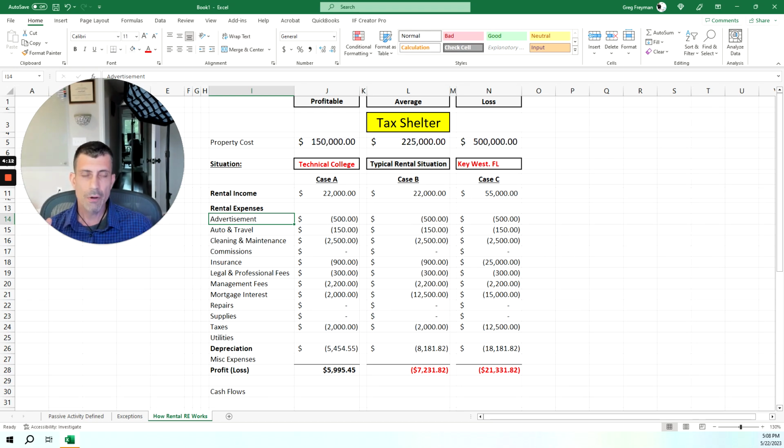We have scenario one, which is technically profitable for tax purposes. Then we have what most average landlords would have in their situation. That's what we want to refer to as the tax shelter, and just keep that in mind for now. And then we would have the loss situation. All right, so what does the profitable situation mean for tax purposes? Well, when they bought this property, they bought it fairly low, at $150,000. Maybe this property is next to a technical college and it's being rented out to students, and it was purchased a while ago, so there's very little financing involved.